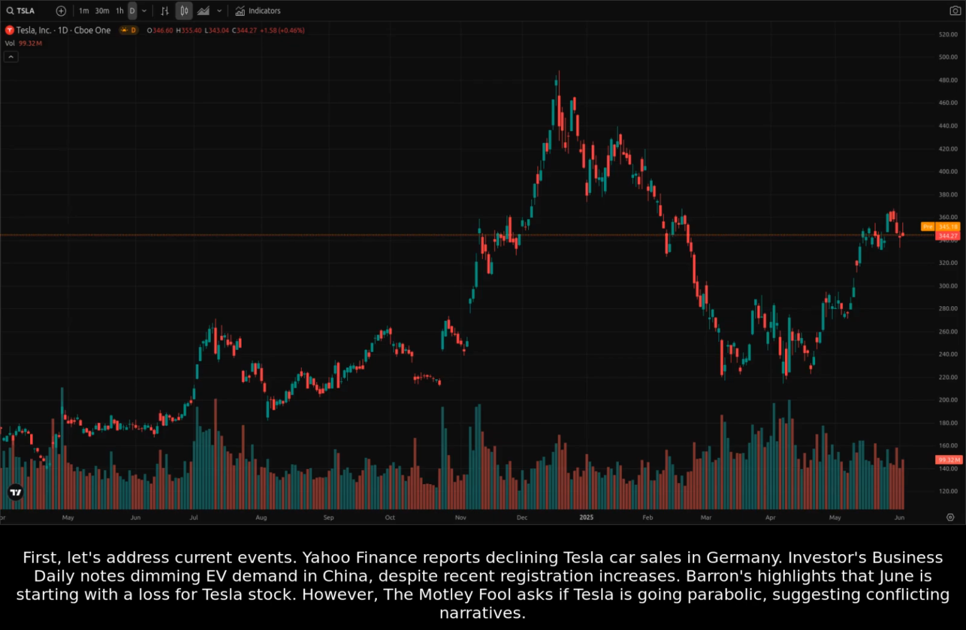Yahoo Finance reports declining Tesla car sales in Germany. Investors Business Daily notes dimming EV demand in China, despite recent registration increases. Barron's highlights that June is starting with a loss for Tesla stock. However, the Motley Fool asks if Tesla is going parabolic, suggesting conflicting narratives.